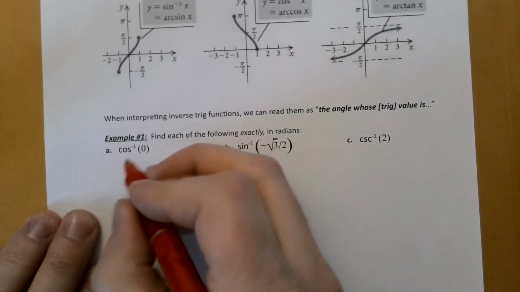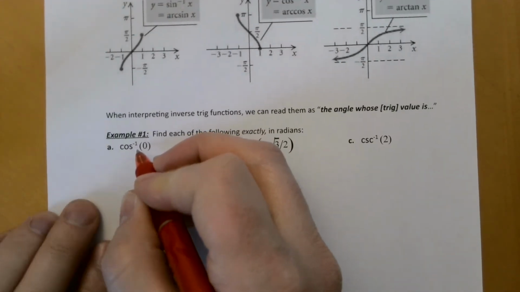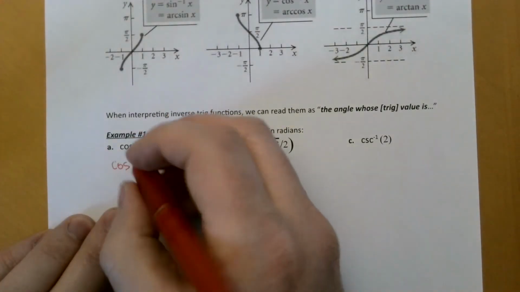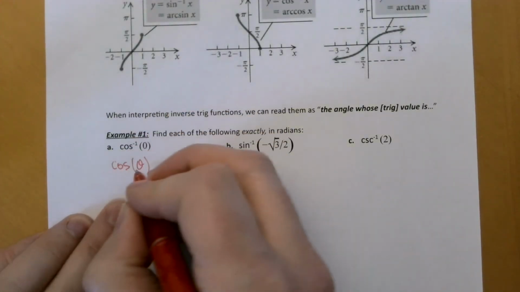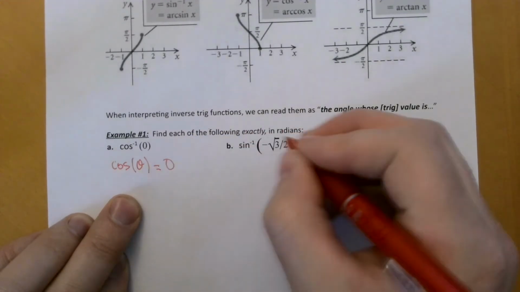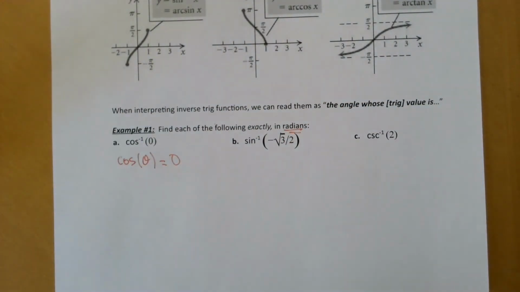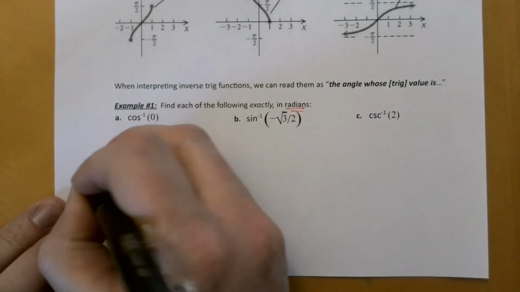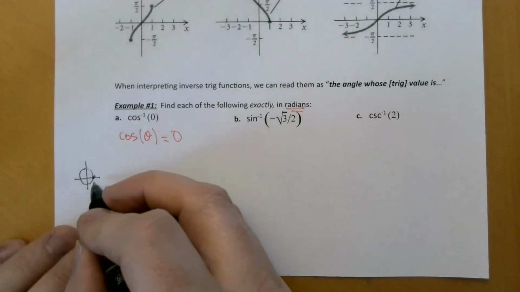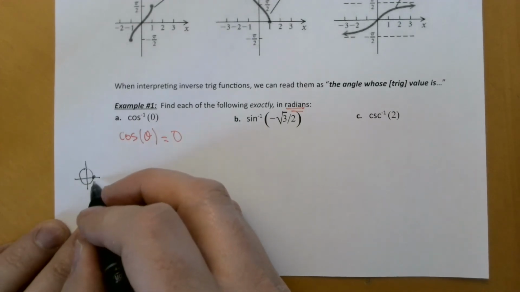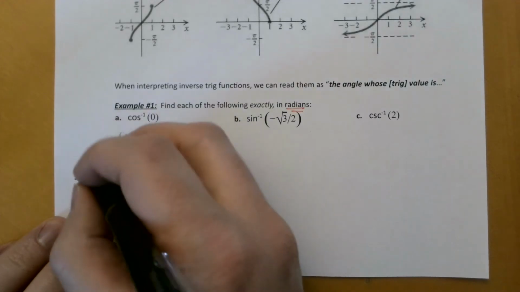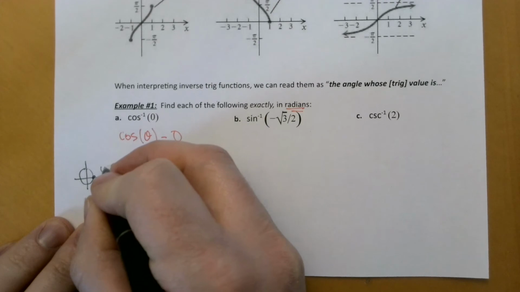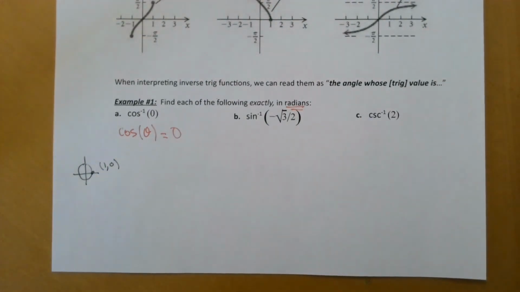So we want to figure out what's cosine inverse of 0. Well, this is really asking what's cosine of theta. Cosine of what angle equals 0? Now notice we're doing these in radians. So using our memory of the unit circle, we note that this is a 0 radian measure, and the x-coordinate is 1, the y-coordinate is 0.